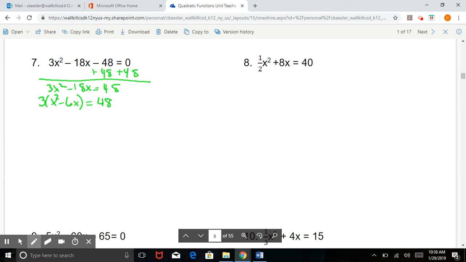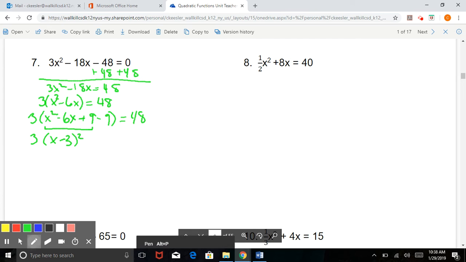Now we're going to start the process of completing the square within the parentheses. So 3 times x squared minus 6x. Half of negative 6 is negative 3. Negative 3 all squared is positive 9. So we're going to add in 9 and subtract out 9. Not really changing the equation. Equals 48. Now we notice again the first three terms inside the parentheses are a perfect square. So it's 3 times x minus 3 squared.